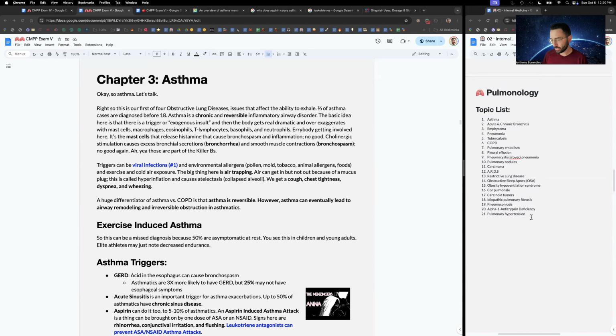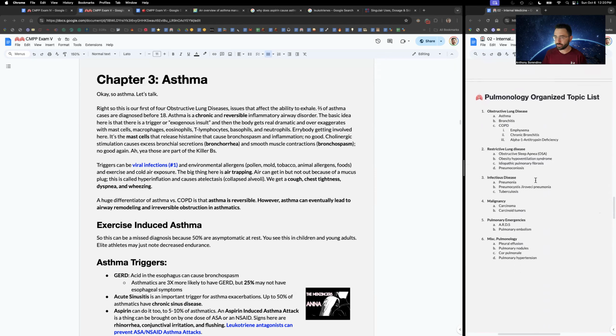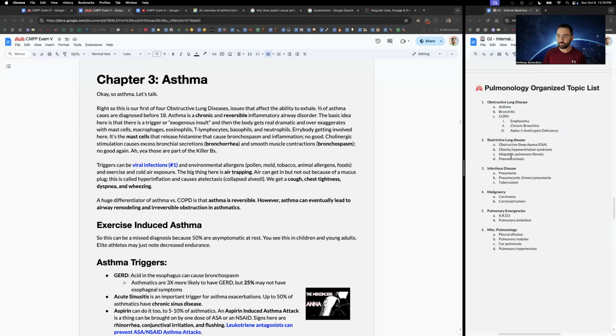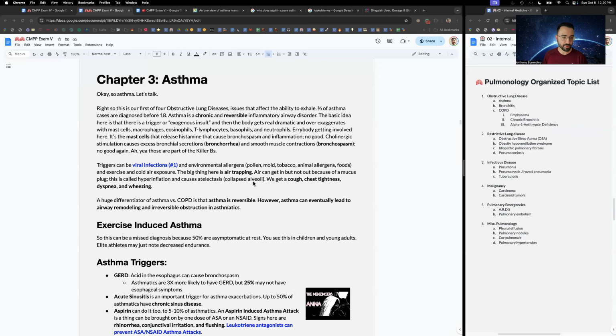This is the list I've been given. So we have 21 topics. I have reorganized that into obstructive lung disease, restrictive, infectious disease, malignancy, pulmonary emergencies, and miscellaneous pulmonology. So we're just going to dive right in, and the first one's going to be asthma.